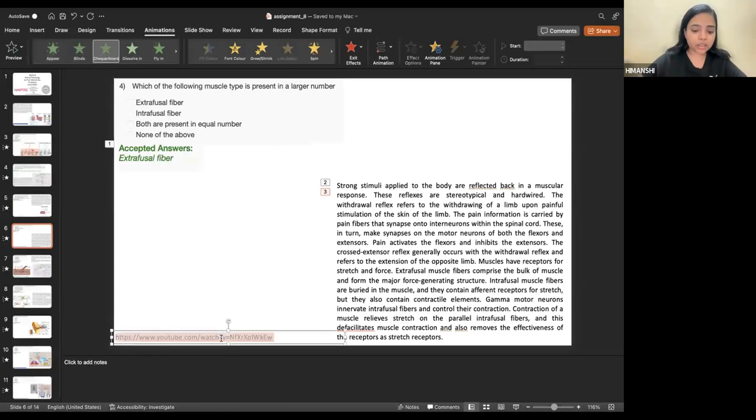So looking at the video specifically for the structure of extrafusal fiber, because we keep talking and even in the sessions, it's hand drawn images. So chances are you might not get the whole picture of the thing. So with that keeping in mind, I have tried.